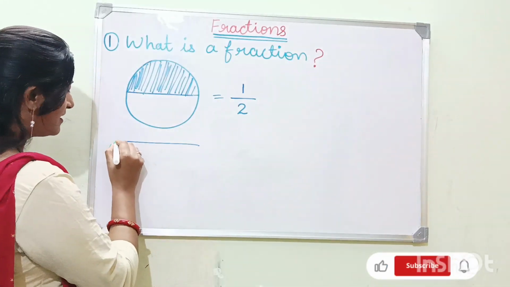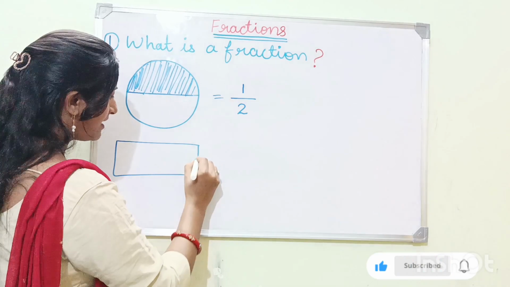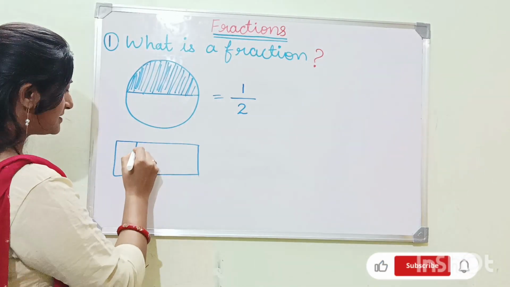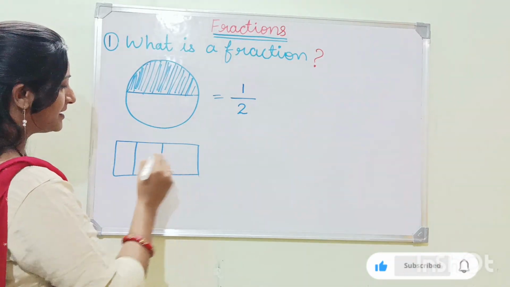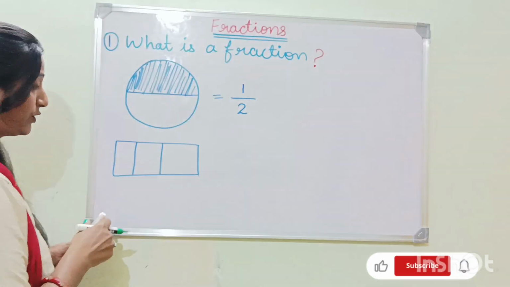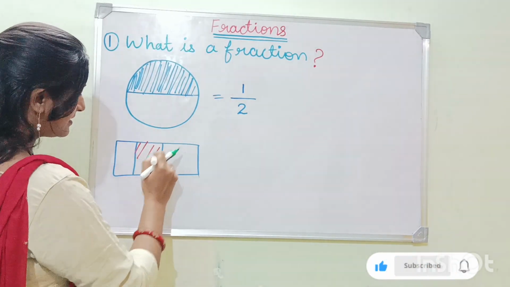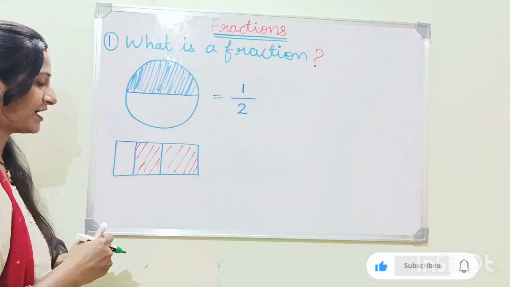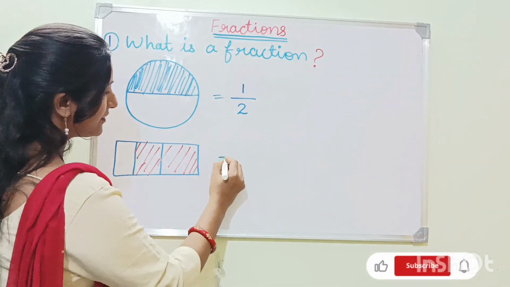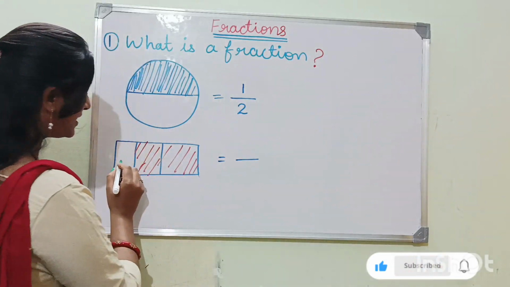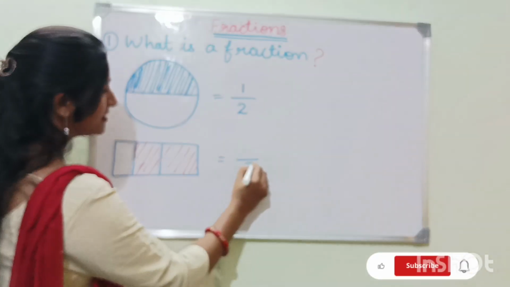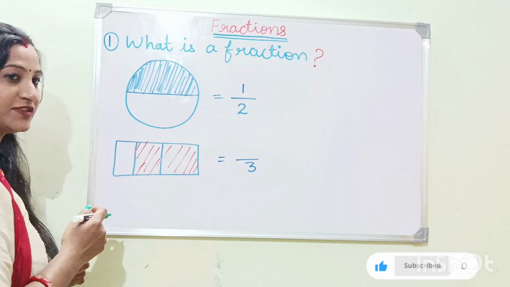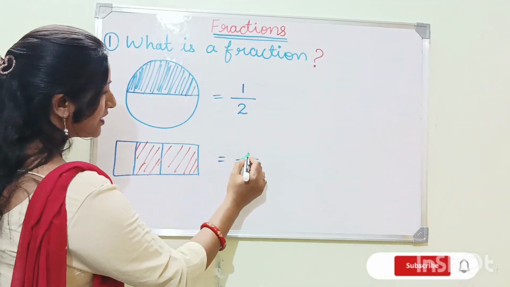Suppose I have a rectangle and I made its three equal parts: 1, 2 and 3. Here I have shaded two parts. Now suppose I want to write it as a fraction. You have to write first the number of parts. How many are there? 1, 2, 3. 3 parts. In that, how many are shaded? 2. So you have to write 2 here.